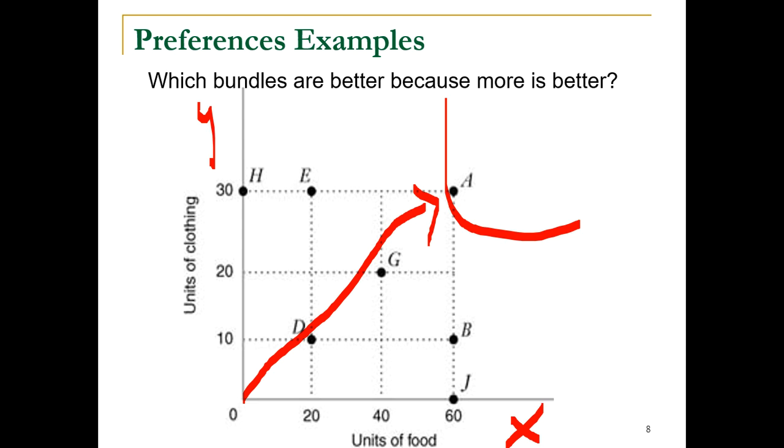Bundle G, same thing. You can improve from G to A. Therefore, why should you be at G when you can be at A, where you have 30 units of clothes and 6 units of food? In short, more is preferred to less. You prefer to have more of this good than less of it. Why? Because that is the nature of a consumer.